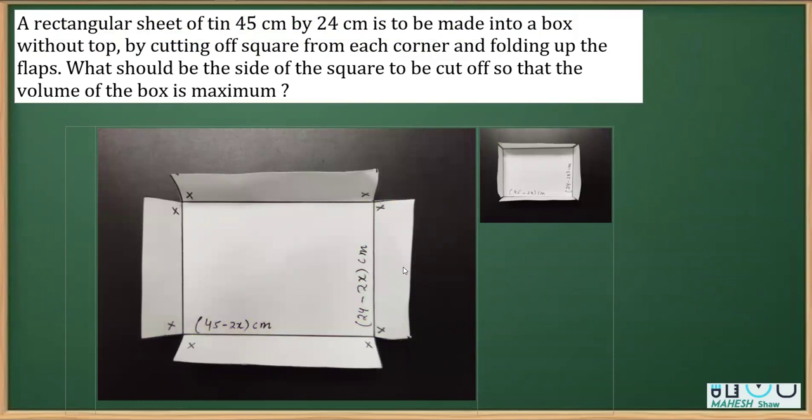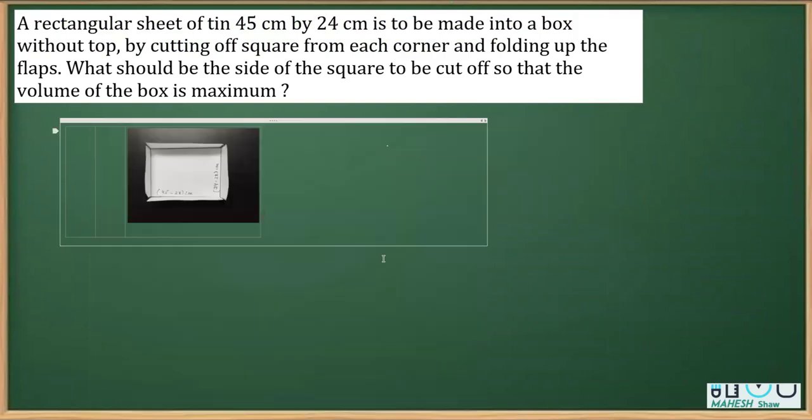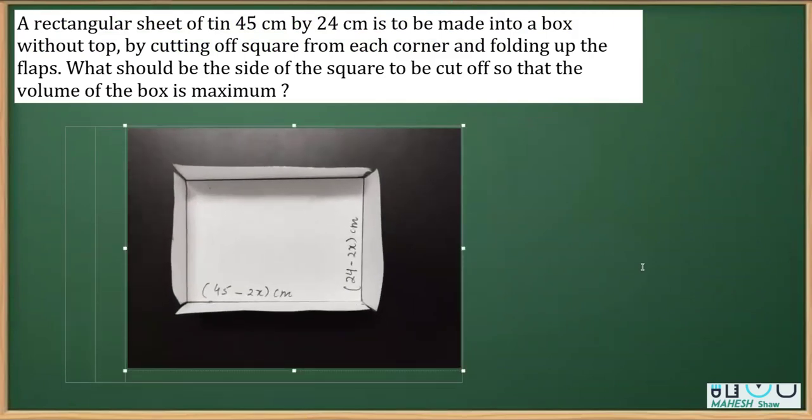So after cutting this, it will appear like an open box or tray whose length is 45 minus 2x, whose breadth is 24 minus 2x, and as I said, this corner is the height, so the height is x.